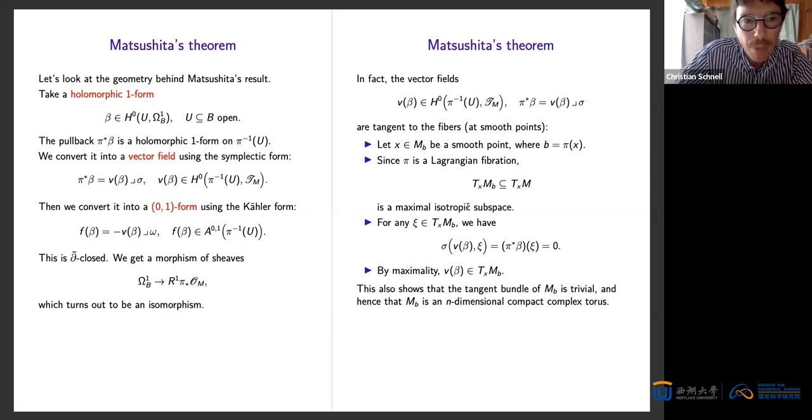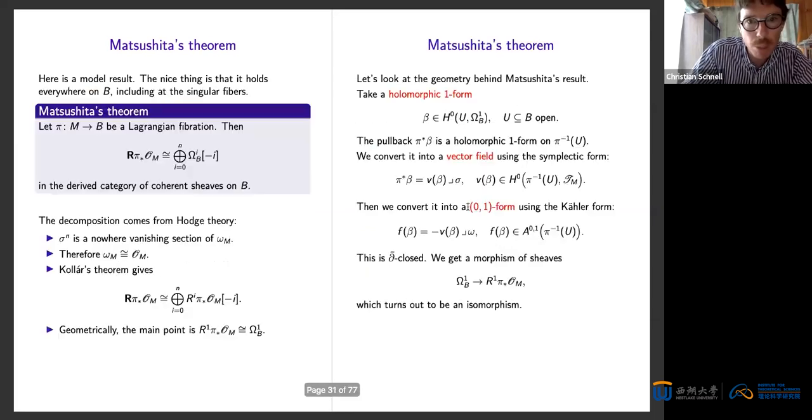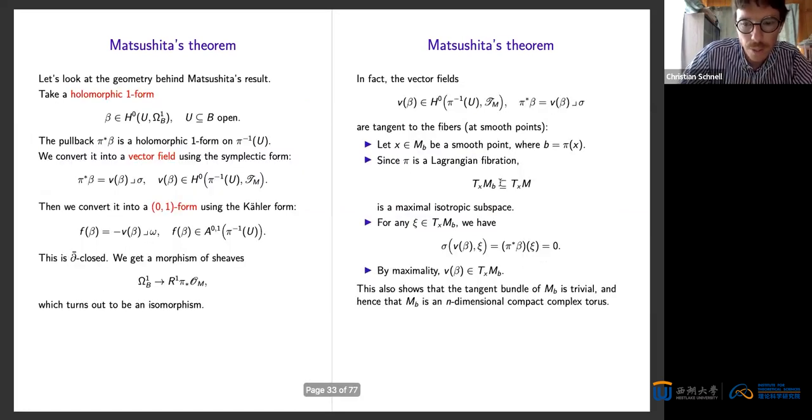Okay. Anyway, so this is Matsushita's theorem, right? So let me maybe go back one more slide. The main point is that it says the push forward of the structure sheaf gives me the different sheaves of forms downstairs, and that happens both at the smooth points but also at the singular points in a very uniform way. So this is the kind of result that I like. Any questions?